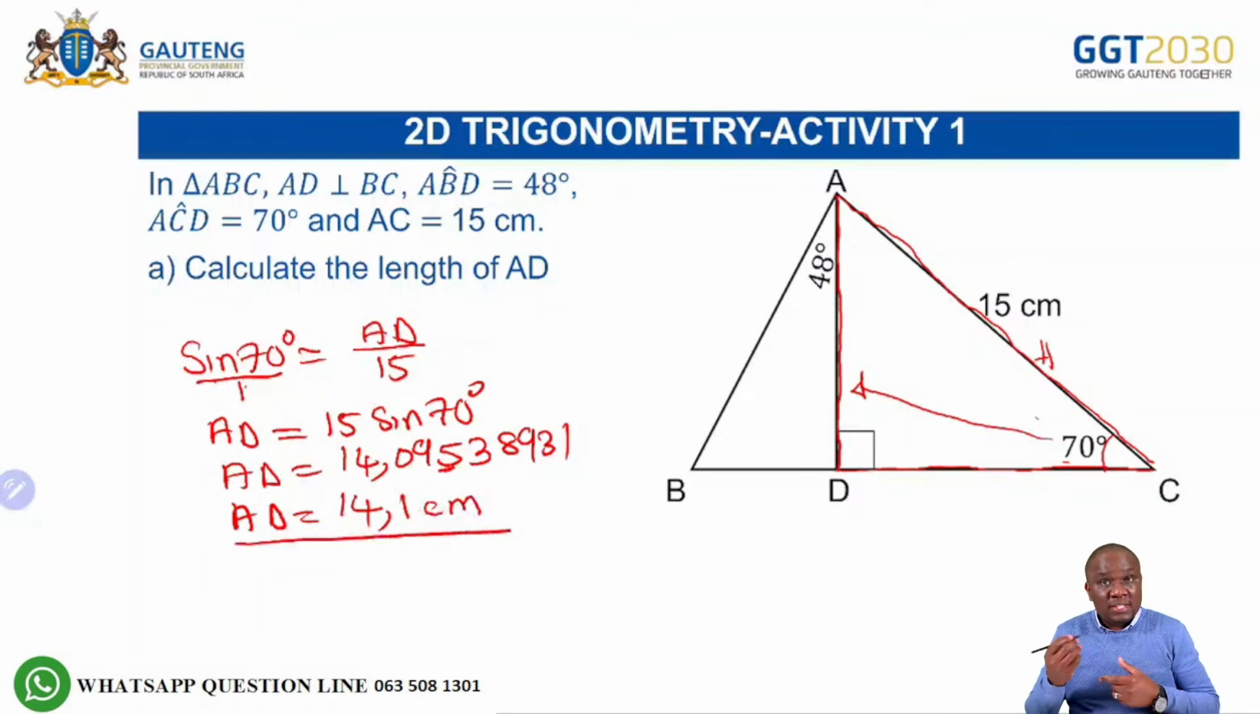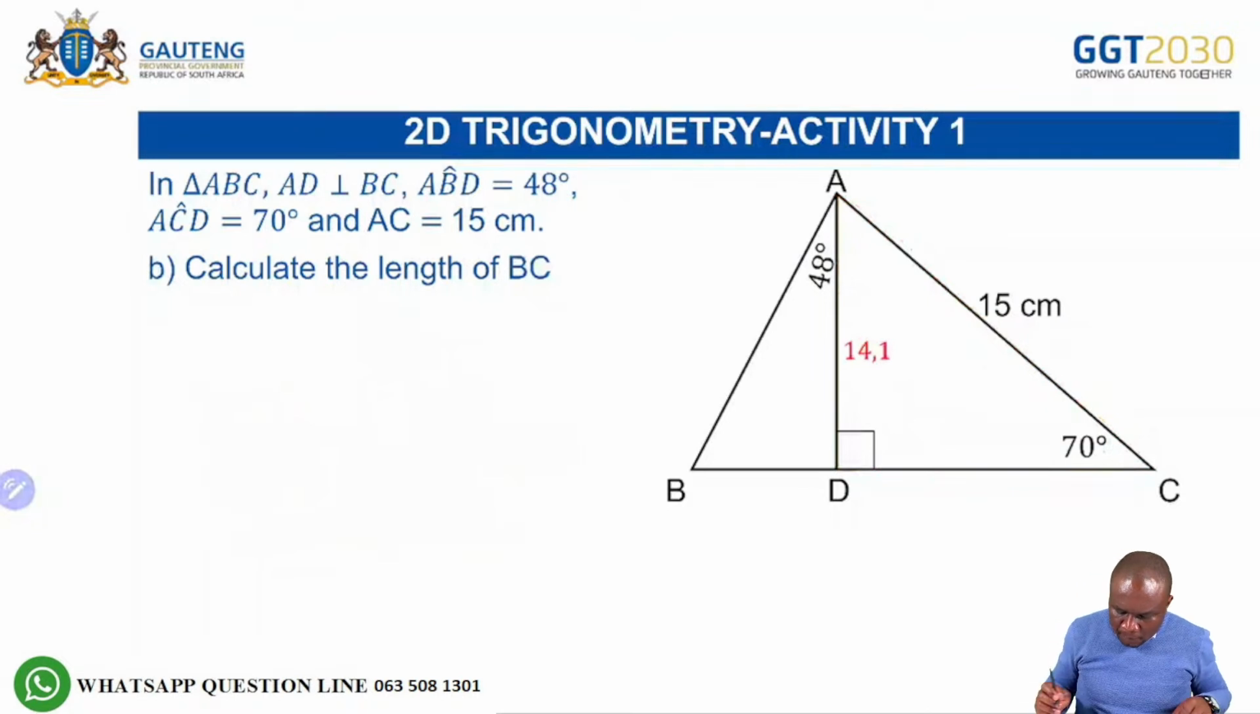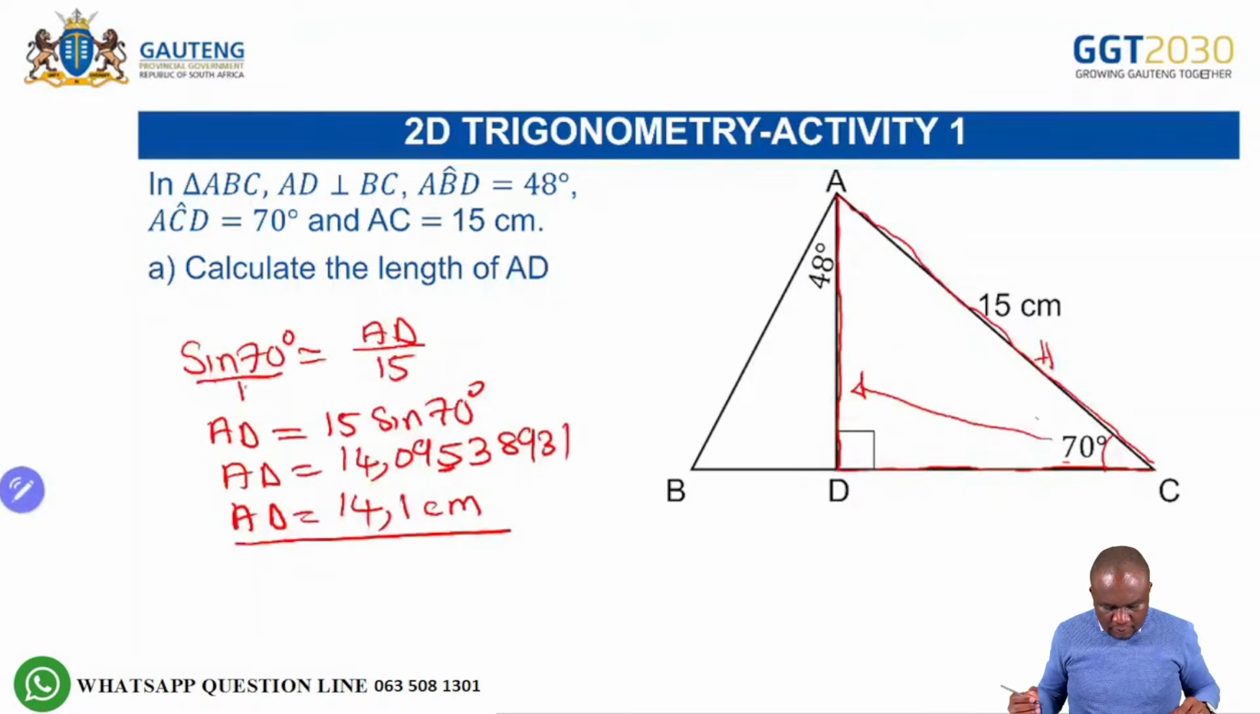Okay, now we managed to find the length of AD. We can use it to find the next one. What are we looking for in the next one? We are looking for BC. Okay, let me give you time, maybe 1 minute to write corrections before we go to BC. Right, 1 minute.